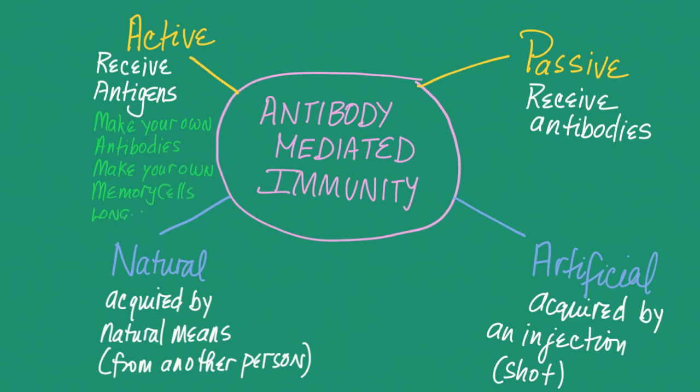With the passive immunity, you receive antibodies. If you're receiving antibodies, then you don't need to make any antibodies. If you're not making antibodies, then you're not making memory cells either. This means you have no protection for future exposures to the same pathogen. So the protection you're getting with passive is temporary. You could even think of it as an emergency protection.